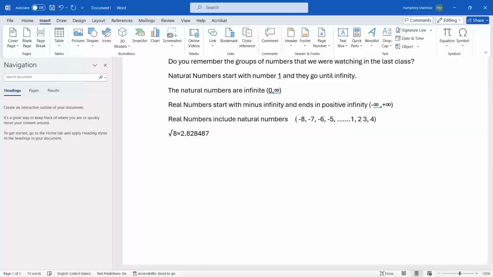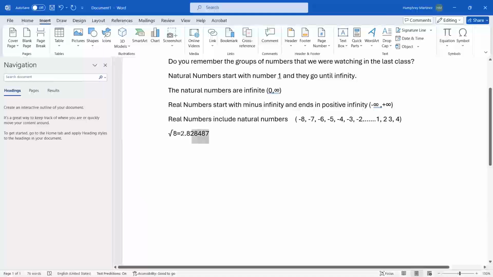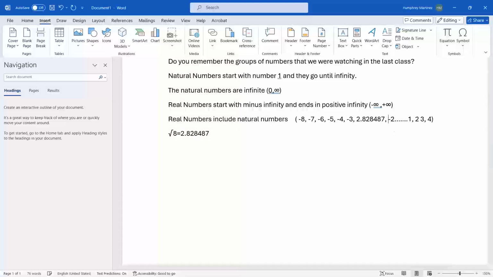Minus 5, minus 4, minus 3, minus 2. And this square root, for example, is a real number. This is a real number. Then this number, 2.82, is here. It's in between 2 and 3.